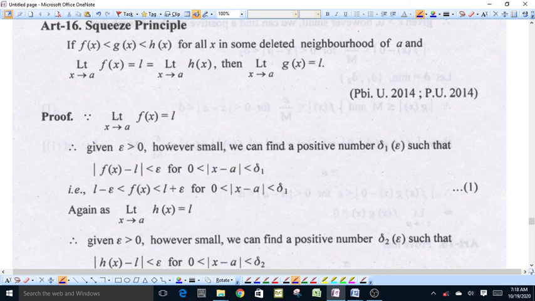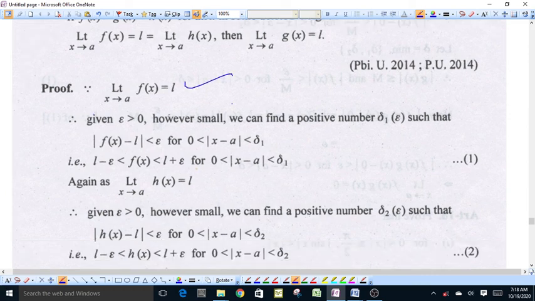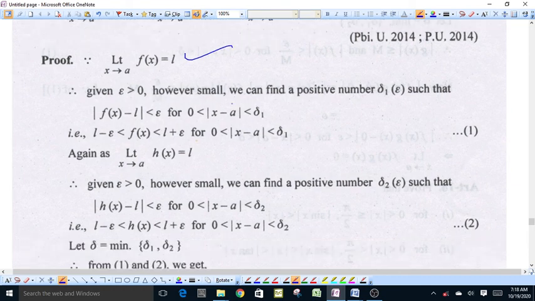We are given that the limit of f(x) as x approaches a is equal to L. This means for a given epsilon positive, however small, we can find a positive number delta 1 depending upon the value of epsilon such that |f(x) minus L| is less than epsilon whenever |x minus a| is less than delta 1. That is, the value of the function lies between L minus epsilon and L plus epsilon whenever |x minus a| is less than delta 1.